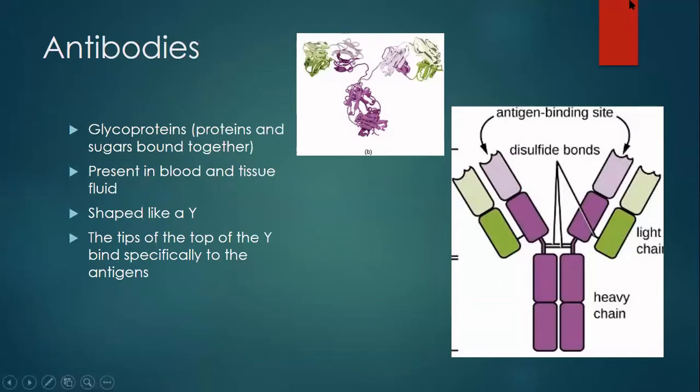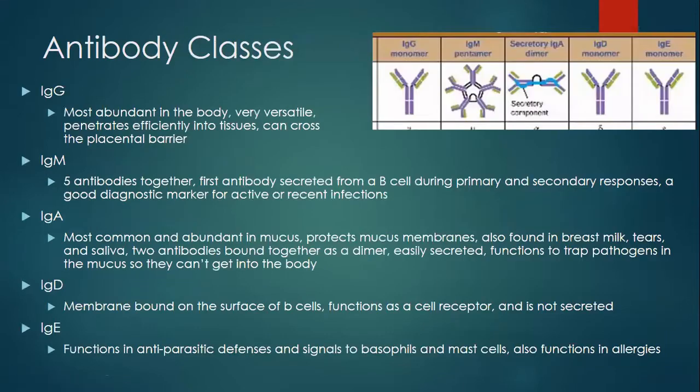Here are some pictures of antibodies. So most antibodies have this kind of Y shape. They're made of glycoproteins. They're present in blood and tissue fluid. The tips of the Y, if you will, are where the antibodies bind to their antigens. There's 5 different classes of antibody. Ig for immunoglobulin: IgG, IgM, IgA, D, and E. IgG is the most abundant. It's very versatile, can penetrate into tissue. It can even cross the placental barrier. So that is this first one here that looks like a Y.